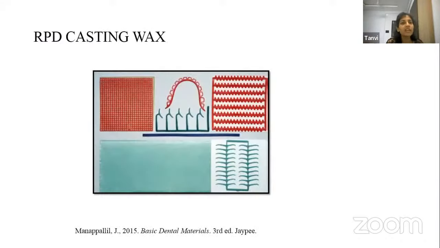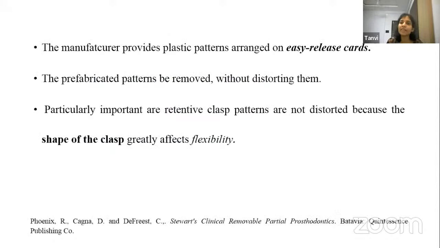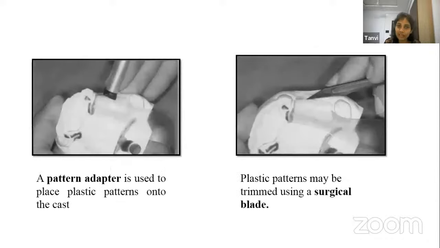As you all know, these are the commercially available RPD casting waxes in various shapes. They can be properly adapted to the cast. The manufacturers provide plastic patterns arranged on easy release cards. They are to be removed with great care, and then adapted to the cast.